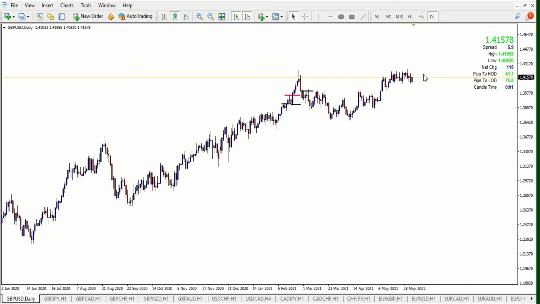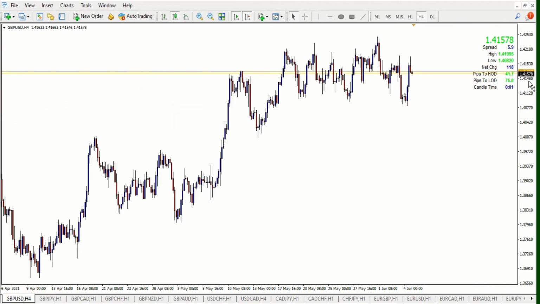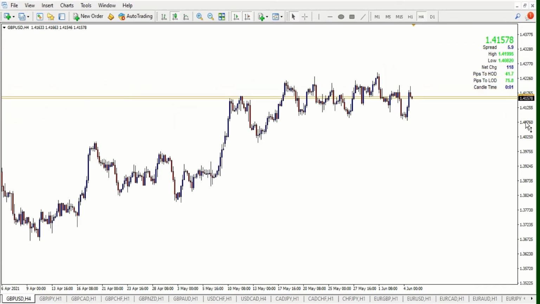All right, so if we go to the daily and we see that we are now in an uptrend, and when we go to the 4-hour, we want to plot our support resistance zones. So if we were using a line, we would see that the market has touched there.